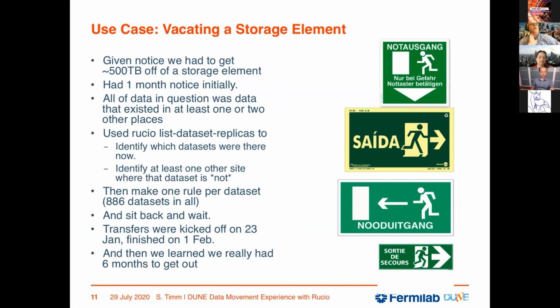We had an interesting case where we had to get 500 terabytes off of a storage element with 1 month's notice. The storage element was being decommissioned. All of that data existed in at least 1 or 2 other places. We had to use our Rucio list dataset replicas to figure out what was at that site, and find 1 other site where it wasn't already, and then make the rules per dataset and sit back and wait. We kicked off on 23 January and finished on 1 February. Then we learned we had 6 months to get out, but we were already out.